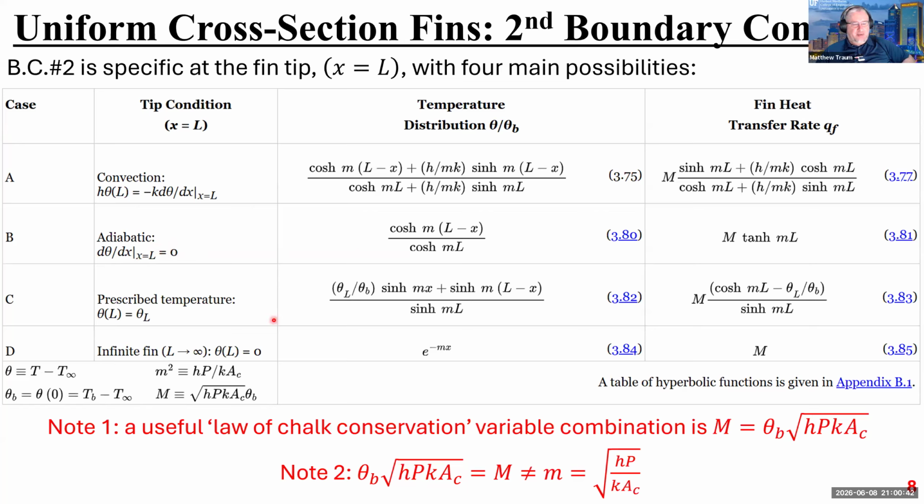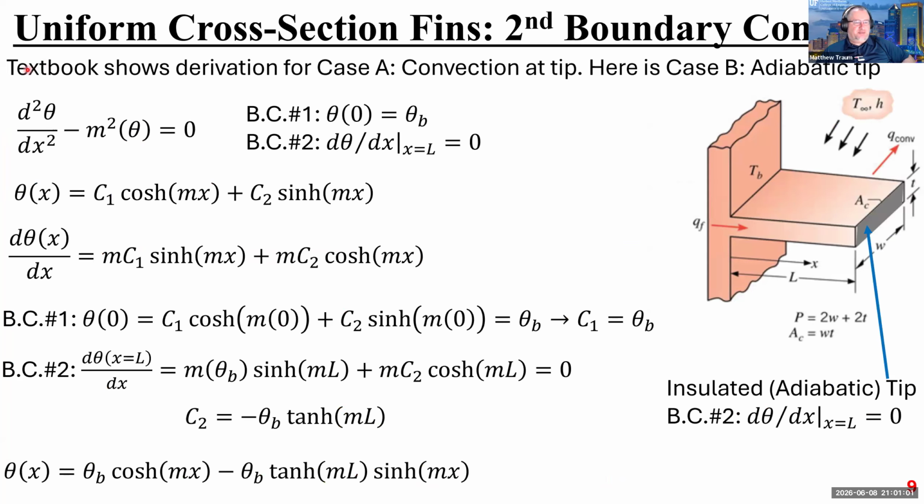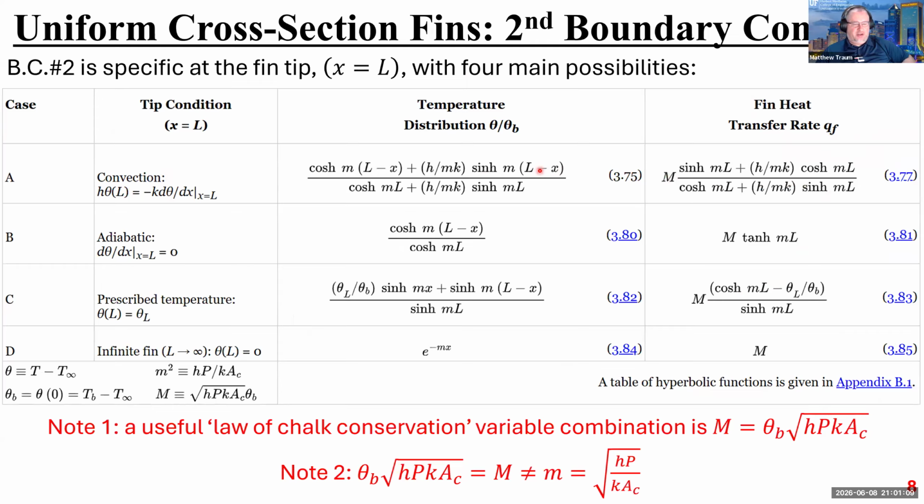Even simpler solutions do come from the infinite fin, but I don't think we really have our heads wrapped around what an infinite fin is yet. So I didn't want to do this one until we had an example where we could talk about it. So I'm going to do the second most difficult one, which is the adiabatic fin. I think I mentioned up here that the textbook shows the derivation for case one, which is the convection at the tip. So this one is actually done for you in the book, so you can see how that one's done. So I'm just going to do this one for you.